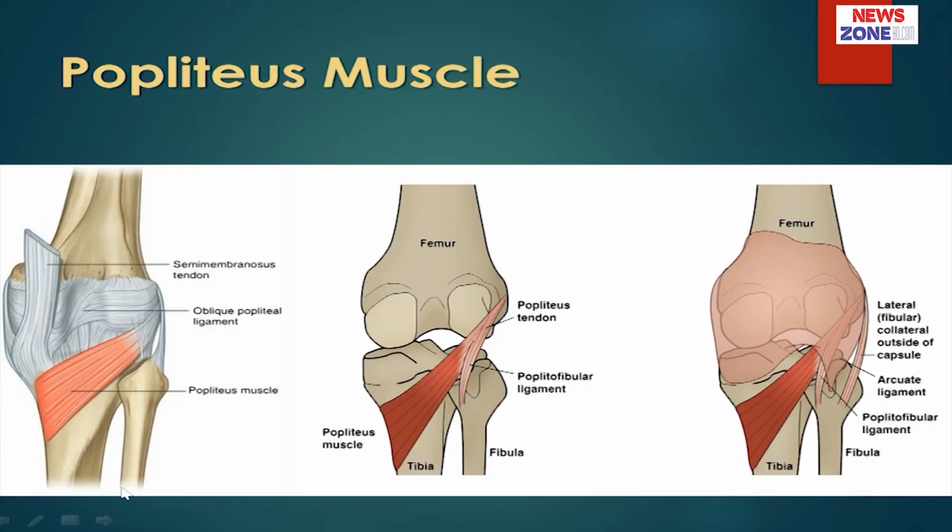Now in this picture, we can see that the popliteus muscle is obliquely placed. This is the origin and this is the insertion. Not only that, we can see that the popliteal ligament is also coming from the tendon of the popliteus. You can see the popliteus head or origin is within the joint capsule of the knee joint, which is a very peculiar characteristic of the popliteus muscle.